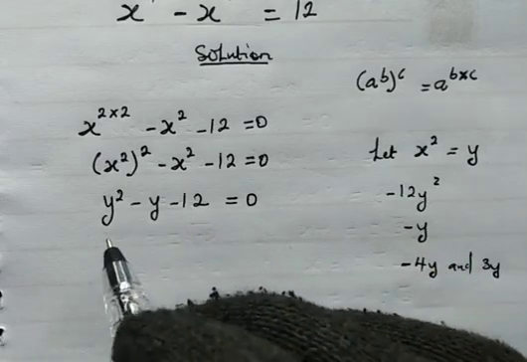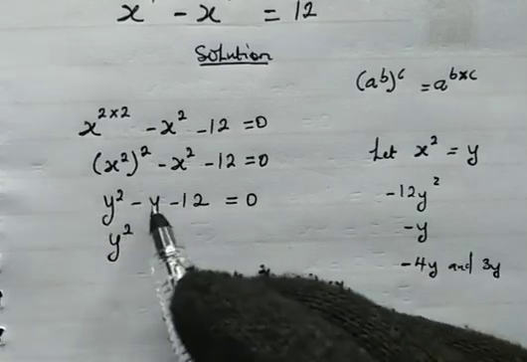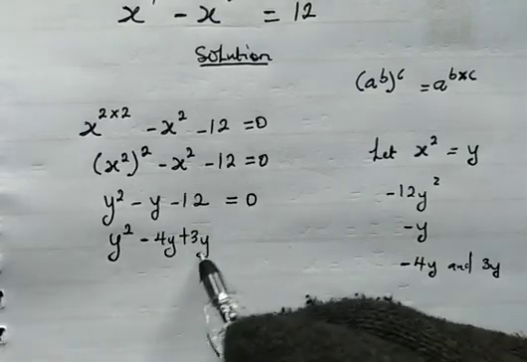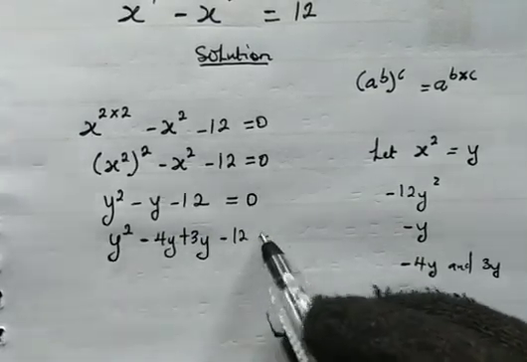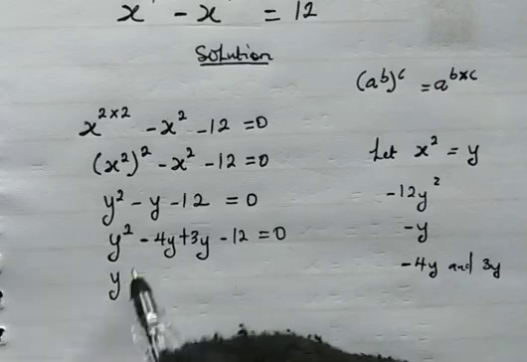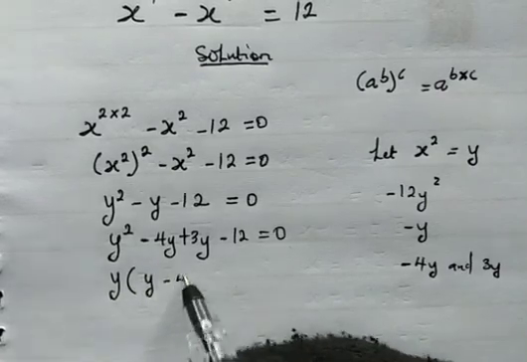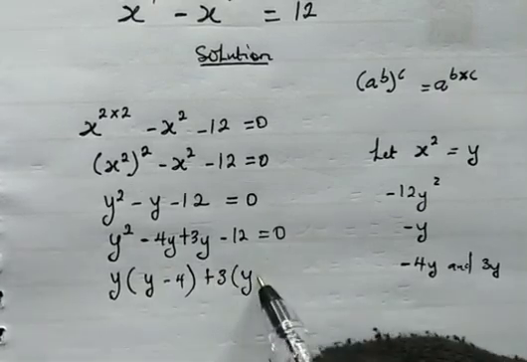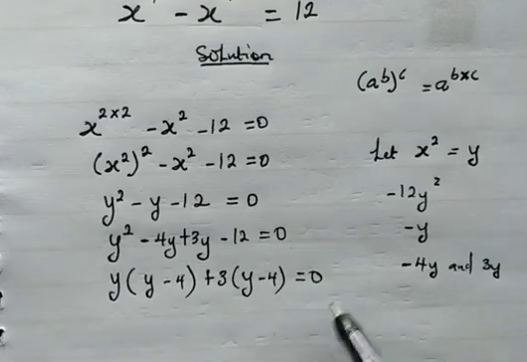y. So here we have y squared. Instead of negative y, we'll write it as negative 4y plus 3y, right? Then minus 12, this is equal to 0. So from here we can factor out y, and we are left with y minus 4. Then from here we factor out 3, and we are left with y minus 4. This is equal to 0.